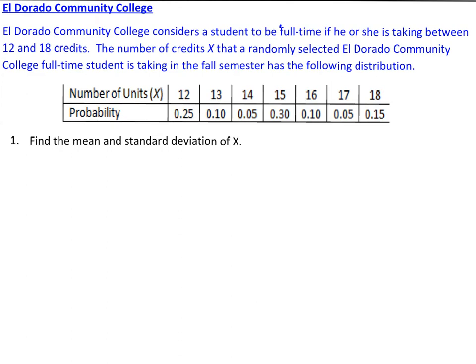Okay, here's 6-2, day 1. And we find ourselves with another probability distribution. This one, the outcomes are how many credits students are taking at El Dorado Community College.